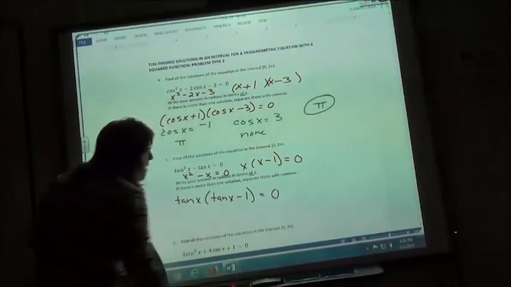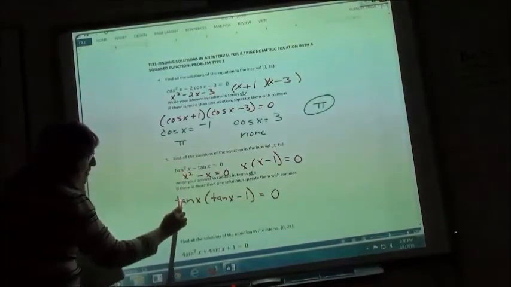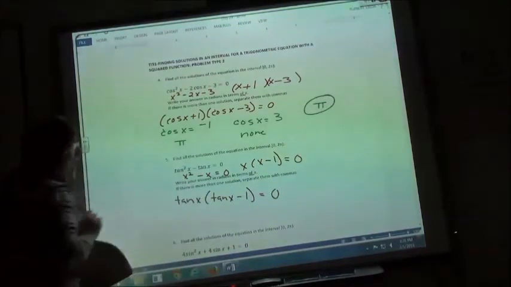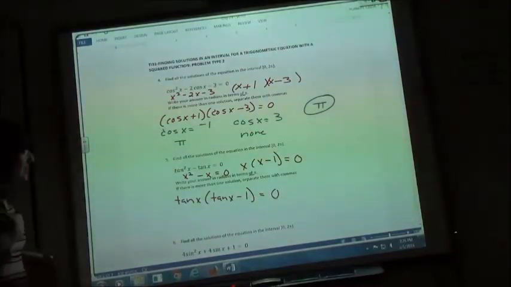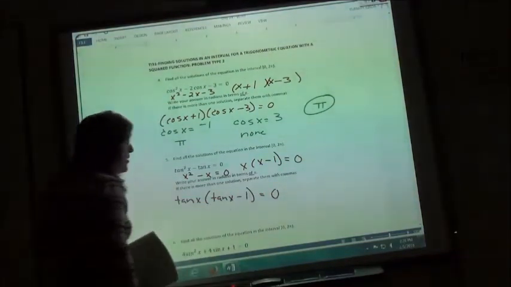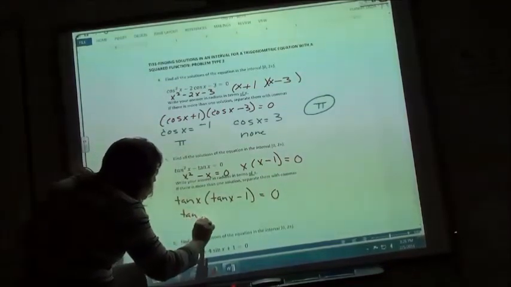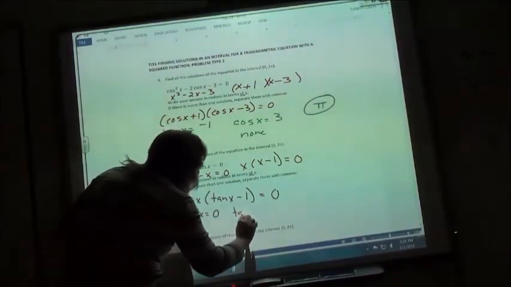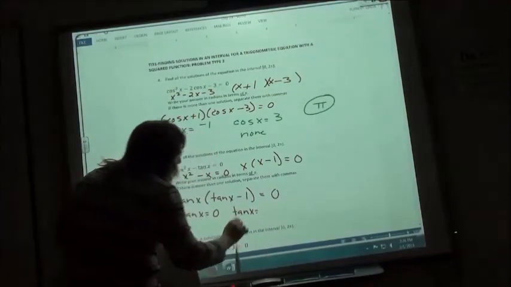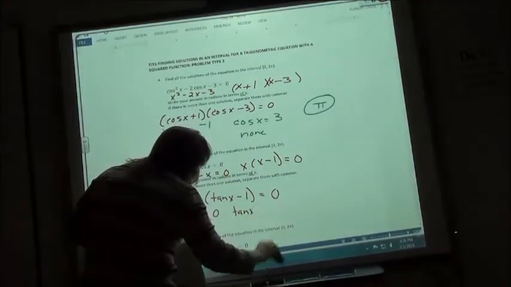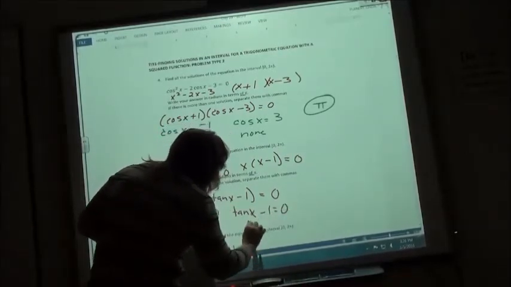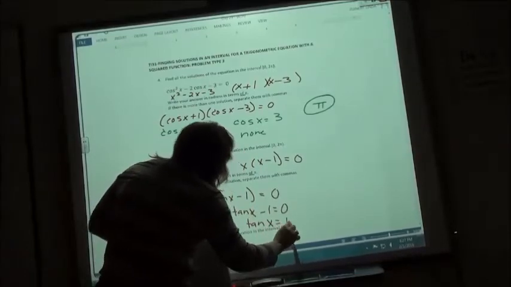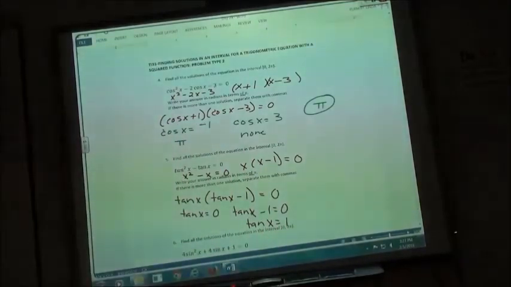So if I took this times this, I get this. This times that, I get that. And so it checks out that if I multiply it out, it's what I originally started with. So breaking this down into my 2 problems, either the tangent of x equals 0 or the tangent of x minus 1 equals 0, so the tangent of x equals 1. So I'm going to look for all my values where either the tangent of x equals 0 or 1.